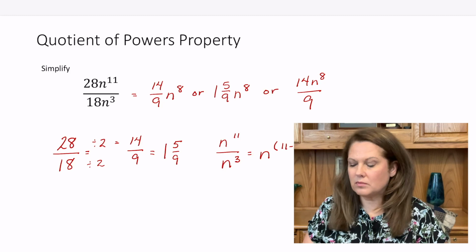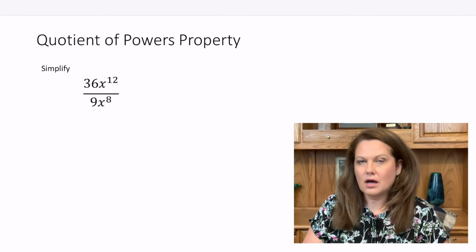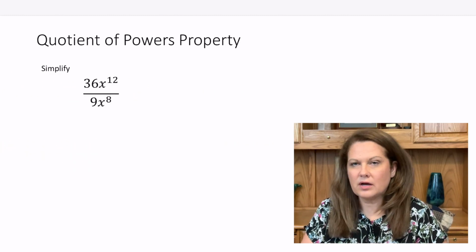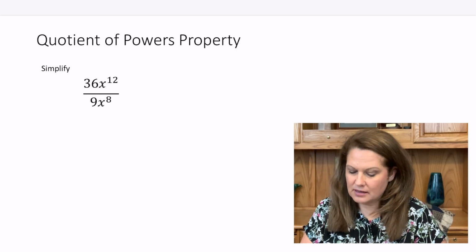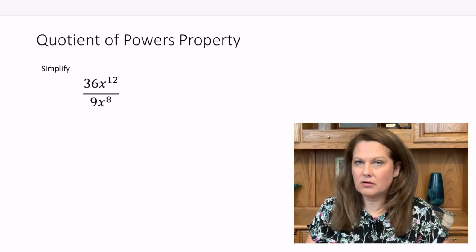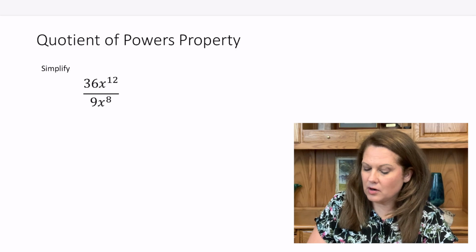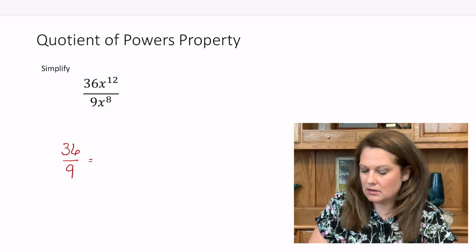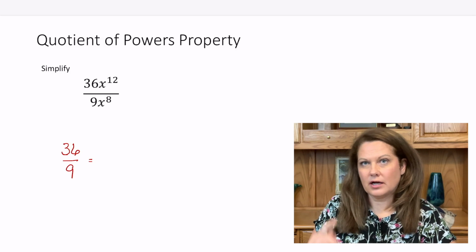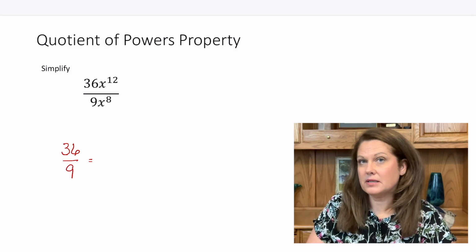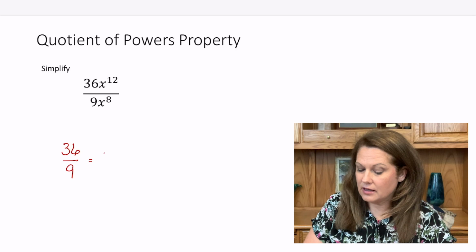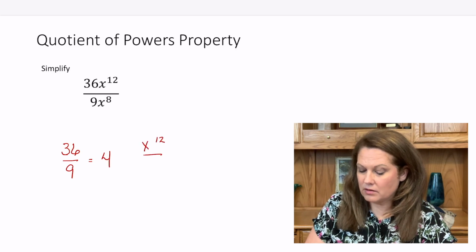So let's try one more. I have 36x to the 12th divided by 9x to the 8th. Remember, break your coefficients apart. 36 over 9. What does that simplify to? I hope you notice that 36 can be divided by 9 evenly. That gives us 4. And x to the 12th divided by x to the 8th.